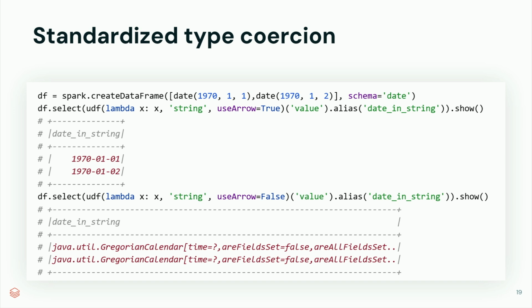The reason behind this is that we use a library that reads the pickled instance into a Java instance within the JVM. So here, we read the pickled instance into a Gregorian calendar instance, and then that's converted to a string. My point is that when you use Arrow, you can get a more reasonable representation of string types or other cast types.